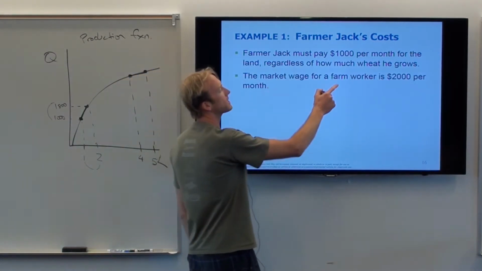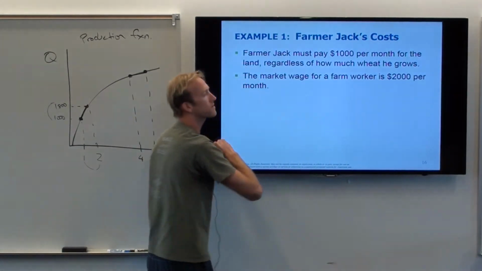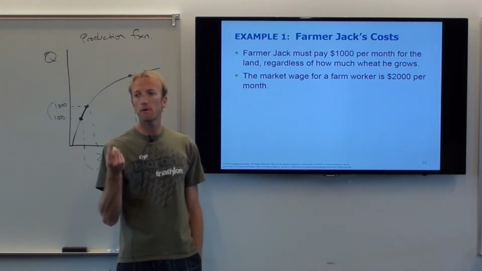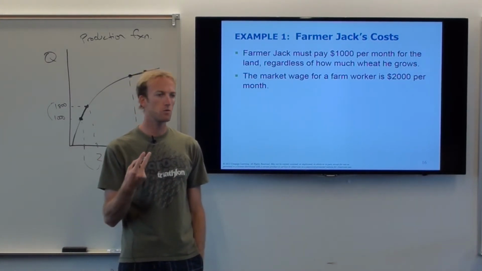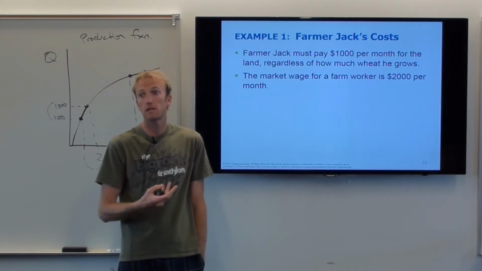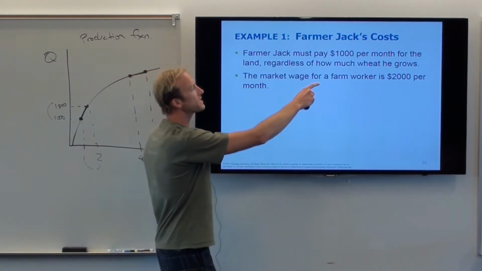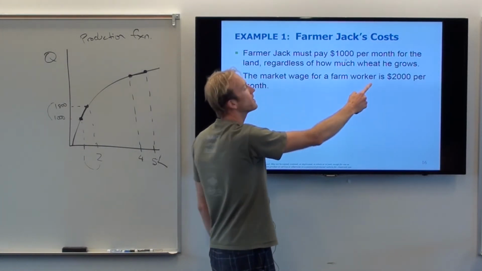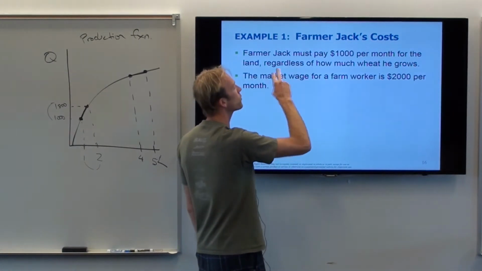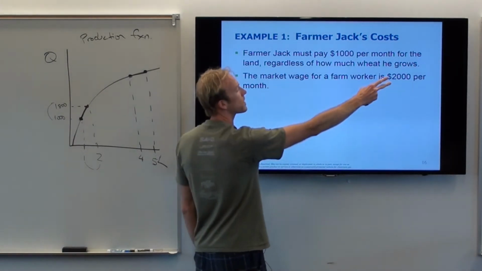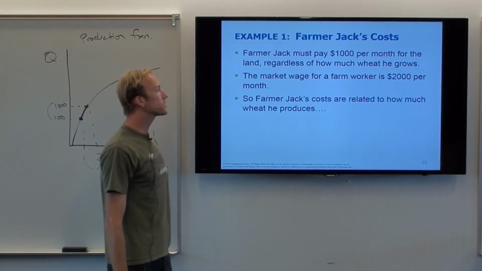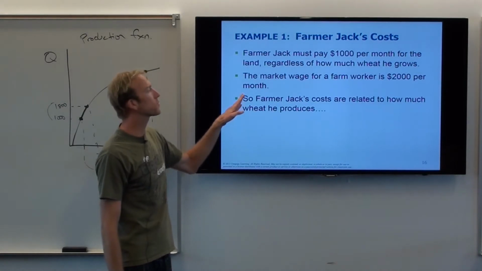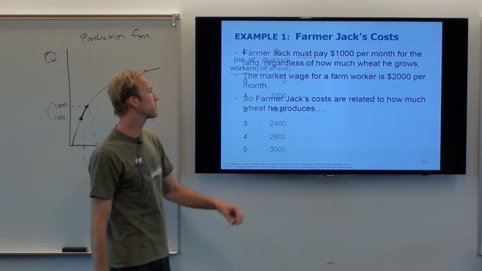Now, let's say that every time he goes out and hires a worker, it's $2,000 per month. So he only pays for the number of workers he hires, right? So if he has 2 workers, he pays $4,000. If he has 10 workers, he's going to pay $20,000, okay? So this he cannot adjust. This is $1,000 that he can't adjust. He just has to pay it all the time. Well, the total amount for the workers he can adjust. It's just $2,000 per worker. Okay? So his costs are related to how much wheat he produces, because the more wheat you have, the more workers you have, then the more people you have to pay $2,000.